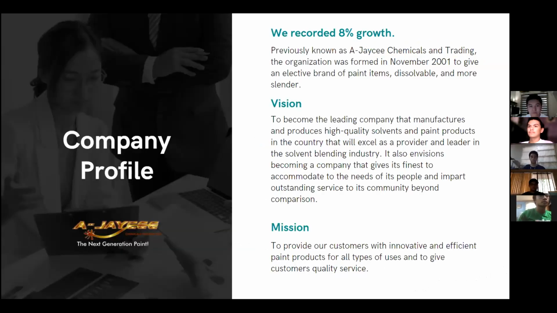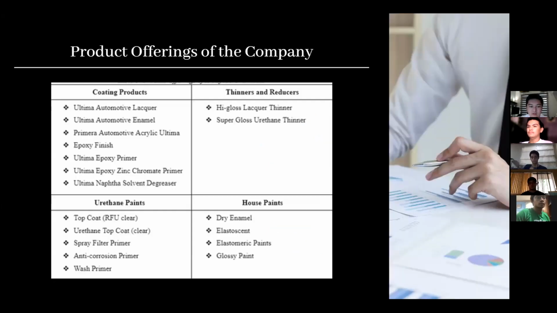Next slide, please. The company A-Jaycee Chemicals was formed in November 2001. A-Jaycee Chemicals specializes in the manufacturing of paints, thinners, varnish, and other related chemicals for cars, households, and industrial uses. This slide also shows the vision and mission of the company. Next slide, please. The company's product offerings are urethane paints, coating products, thinners, reducers, and household paints.